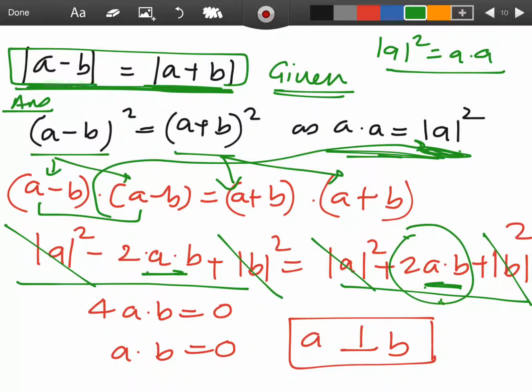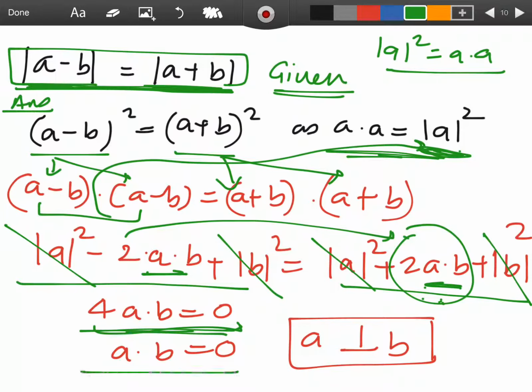So this is going to be 4 A dot B equals 0, because if you bring the 2 to this side, it's going to be 4 A dot B equals 0. Dividing by 4, you get A dot B as 0. If your A dot B is 0, you consider the vectors to be perpendicular. So that's what we got.